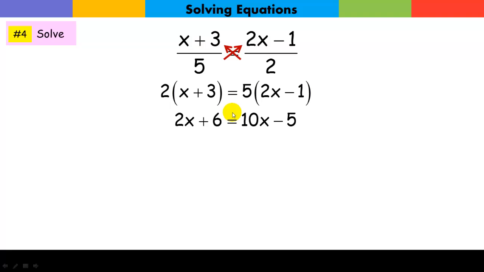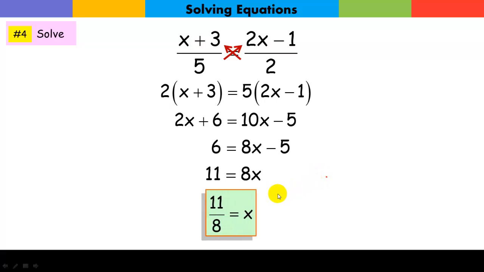At this point, I have variable terms on both sides. I'm going to collect my variables on this side because I have a larger coefficient here. It just avoids dealing with negative coefficients. So I'm going to subtract 2x from both sides. Okay, and now I'm going to add 5 to both sides to get my variable term alone. And now to get the variable alone, I divide both sides by the coefficient 8, which will give me x equals 11 over 8.